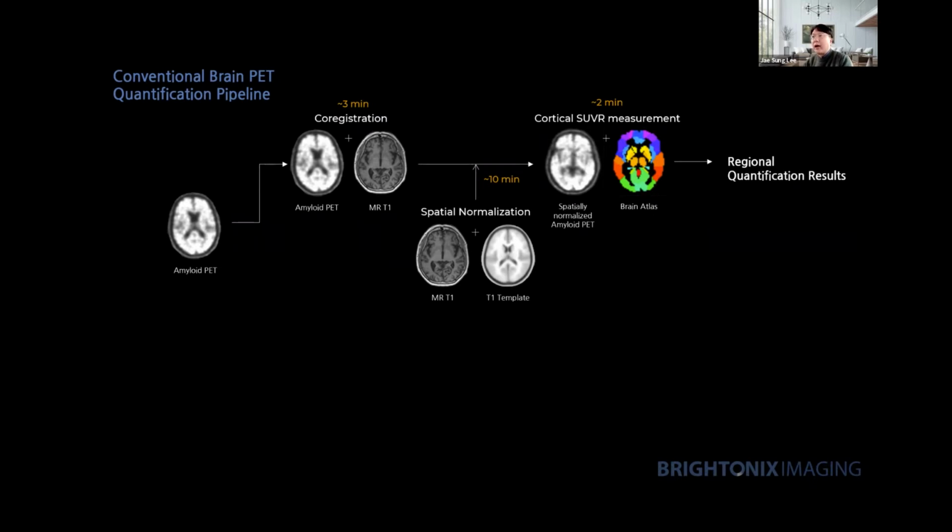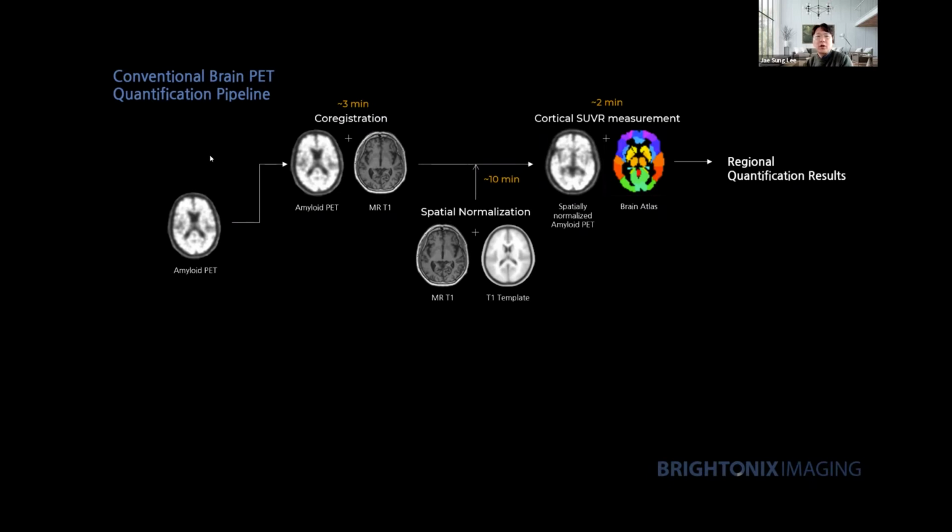amyloid PET has a very different pattern of radiotracer uptake between the amyloid positive and negative cases, that is, between the patient and the normal control groups. So it is quite difficult to achieve accurate spatial normalization using only the amyloid PET data. That is why we need to utilize the MRI or the CT data of the same individual for accurate spatial normalization.